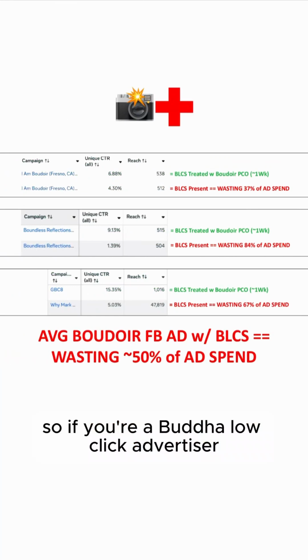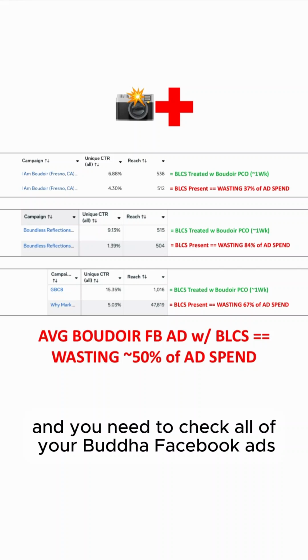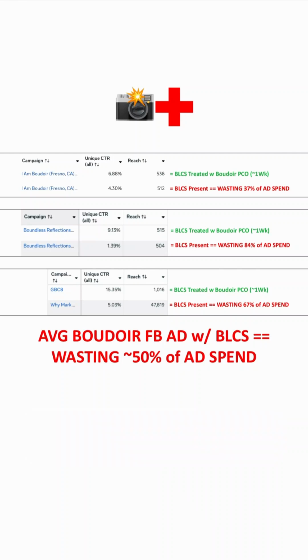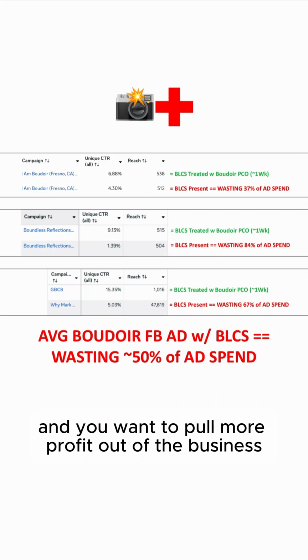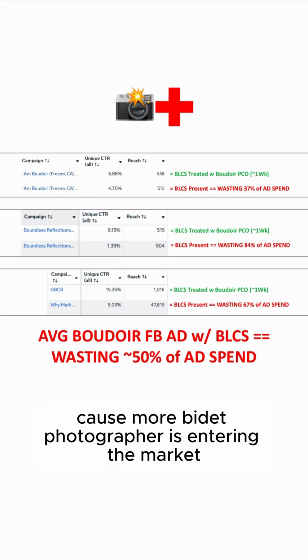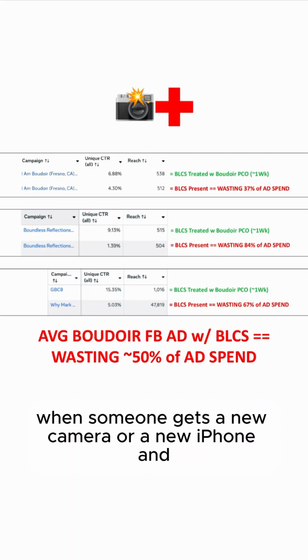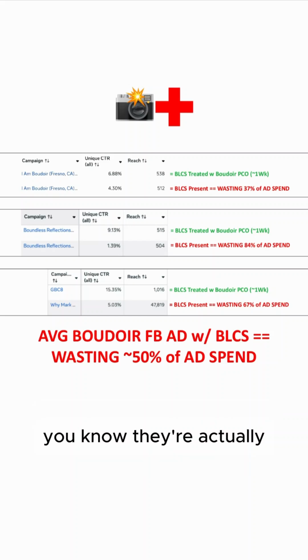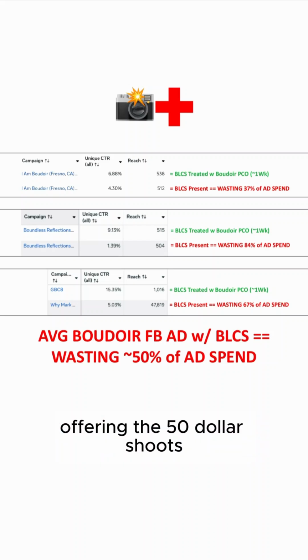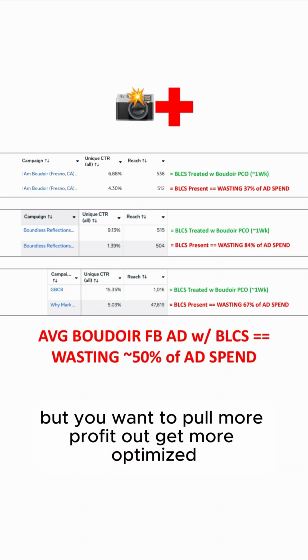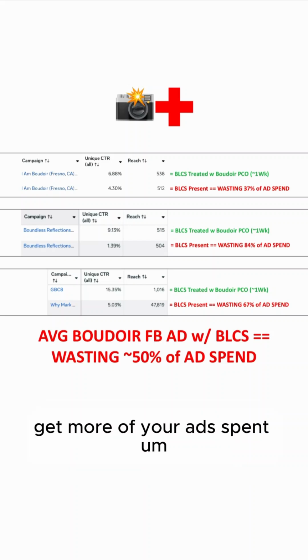So, if you're a Boudoir advertiser and you unique CTR all of your Boudoir Facebook ads, you've got BLCS, so it's under 6%, and you want to pull more profit out of the business because more boudoir photographers are entering the market every day. It seems like when someone gets a new camera or a new iPhone, they're actually joining all the mom groups, offering the $50 shoots. But you want to pull more profit out, get more optimized, get more out of your ad spend.